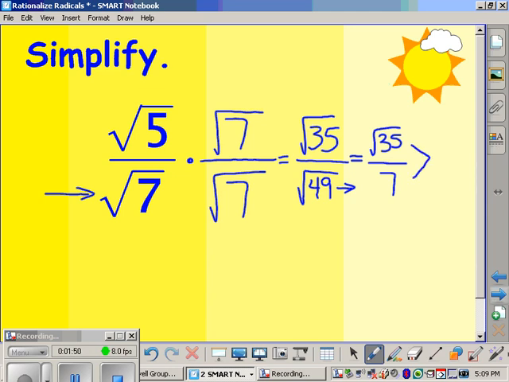And this is as far as we can go. 35 cannot be divided by 7 for the same reason it could not be multiplied. 35 is under the radical and 7 is not. So this would be our answer after our radical has been rationalized. Let's take a look at an additional example.